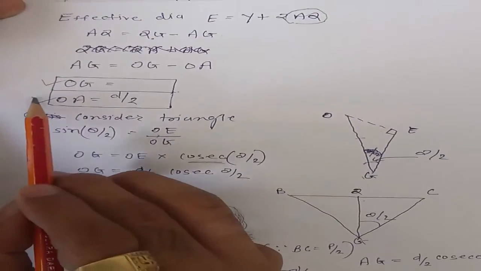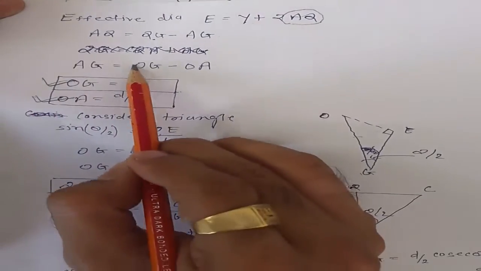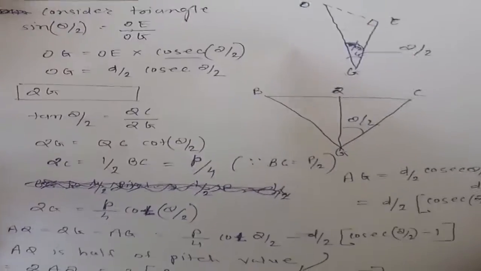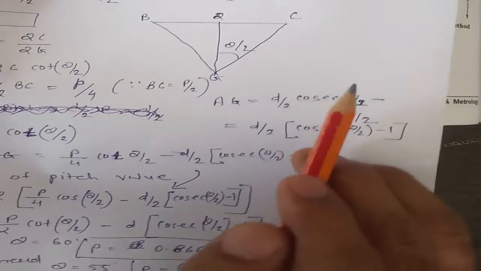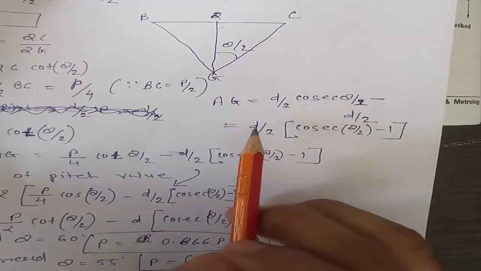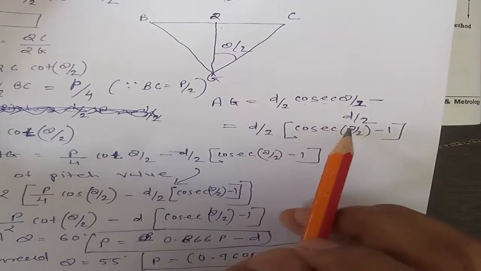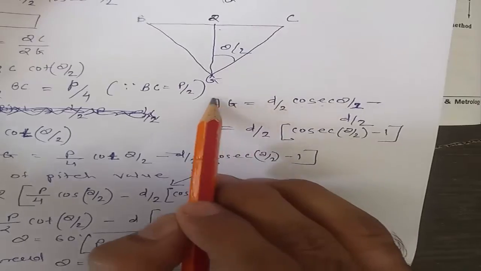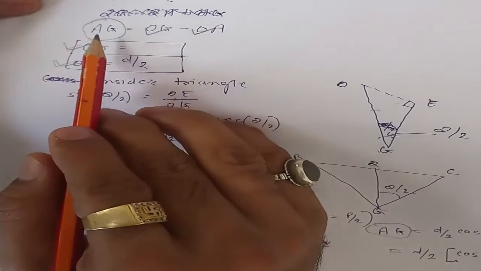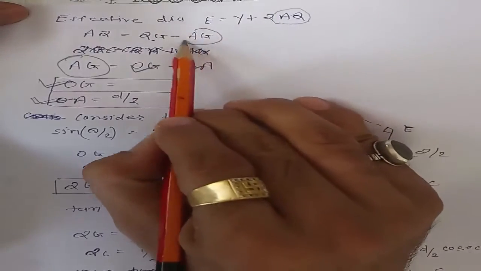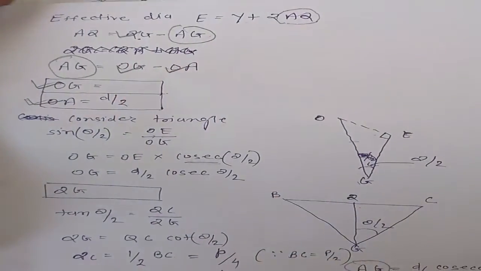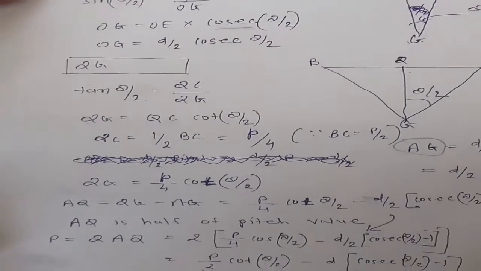So finally we have both OA and OG, so we can easily find AG. AG is equal to D by 2 cosec theta by 2 minus D by 2. So D by 2 becomes common: D by 2 into cosec theta by 2 minus 1. So AG is clear. To find AQ, AG is clear; now we have to find QG. How can we find QG?